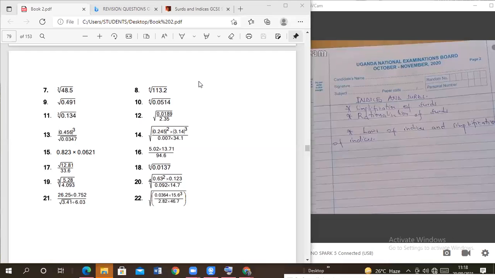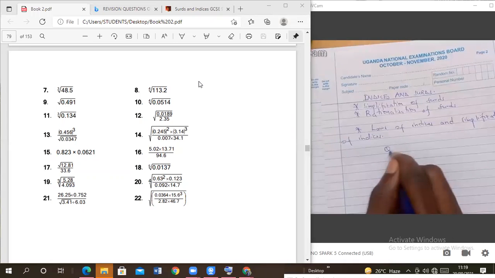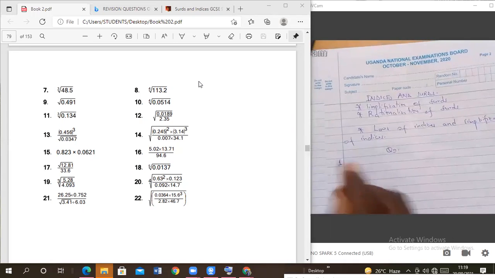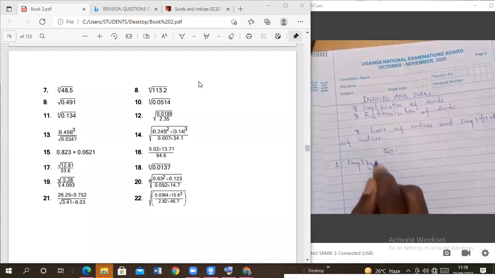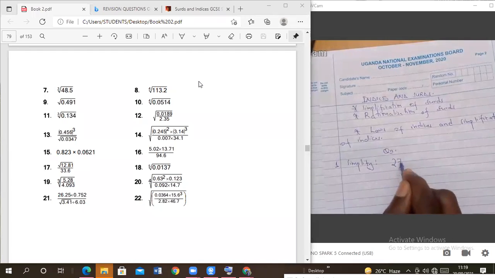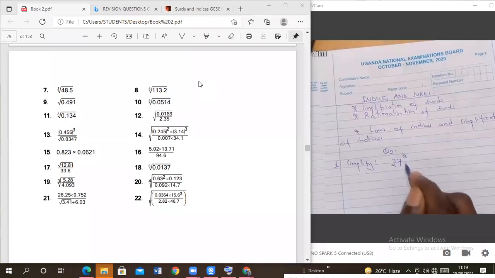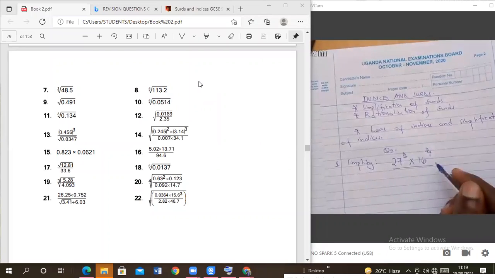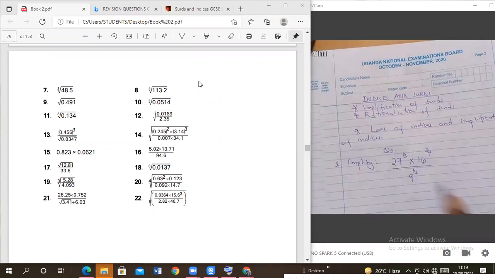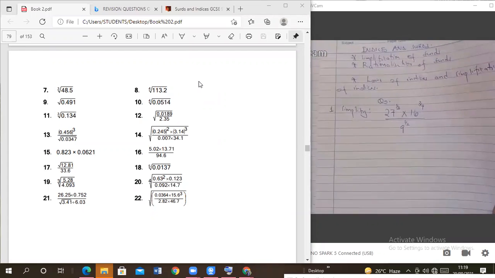Now, members, I'm going to get a question from the question bank here, which I write on the screen. Question number one says simplify. They've given us 27 to the power a third times 16 to the power 3 over 4, over 9 to the power half. That's the question they want us to do.